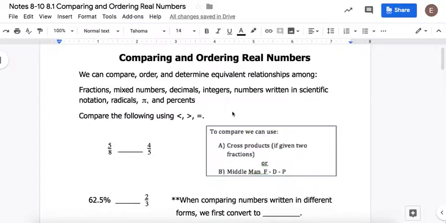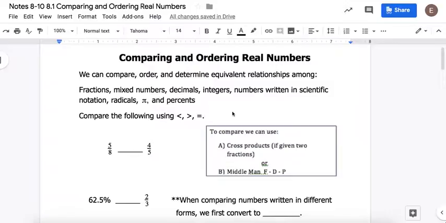Welcome to my video on comparing and ordering real numbers. So we can compare, order, and determine equivalent relationships among fractions, mixed numbers, decimals, integers, numbers written in scientific notation, radicals, pi, and percents.